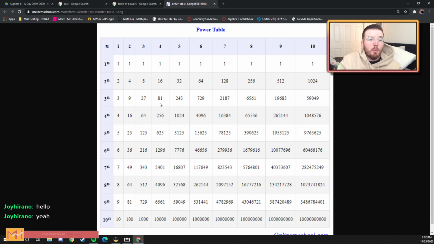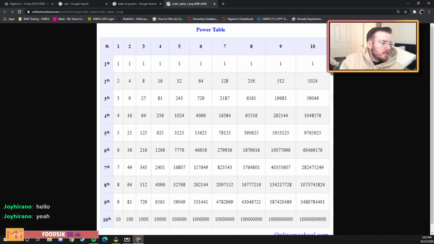You can also go backwards. The cube root of 8 is 2. The fourth root of 16 is 2. The square root of 4 is 2. The square root of 16 is 4. The cube root of 64 is 4. You can go back and forth. So 4 cubed is 64, and the cube root of 64 is 4. You see how I'm using this table?